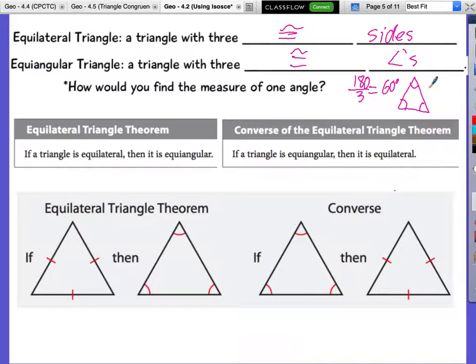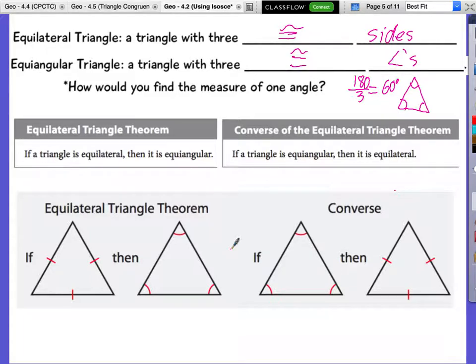This is the math behind it. So we're going to have the equilateral triangle theorem, which is right here, saying if a triangle is equilateral, then it is equiangular. We talked about that Monday, right? We're saying if all 3 sides are congruent, then all 3 angles will be congruent.